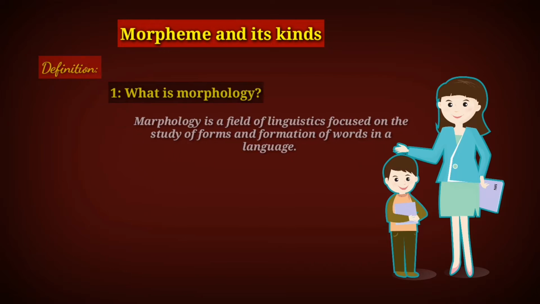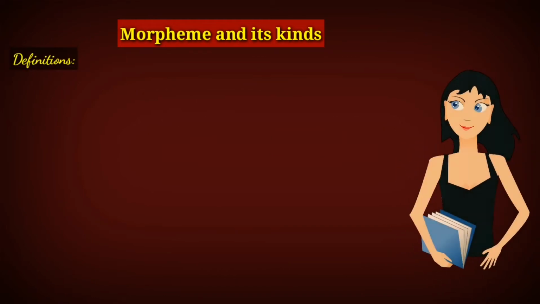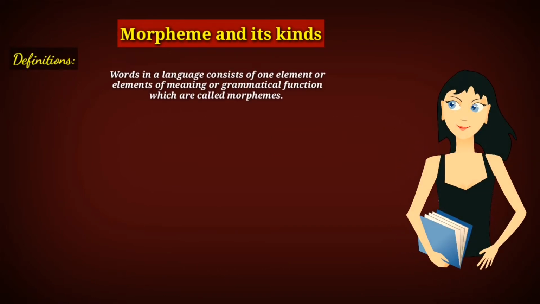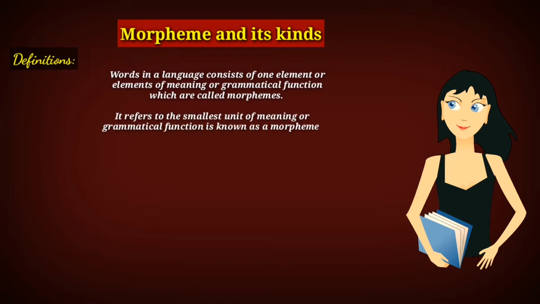So what is a morpheme? The simple definition is: words in a language consist of one element or elements of meaning or grammatical function, which are called morphemes. Or it refers to the smallest unit of meaning or grammatical function. If you do not get the point, let me make it clearer. It means a word may consist of many elements, and those elements may add meaning to the word or add some grammatical function to the word. That is simply called a morpheme.